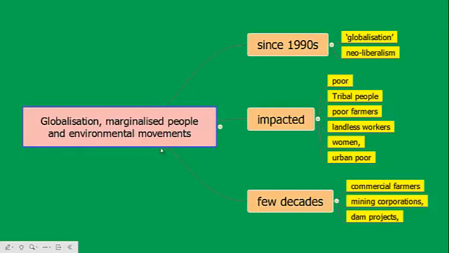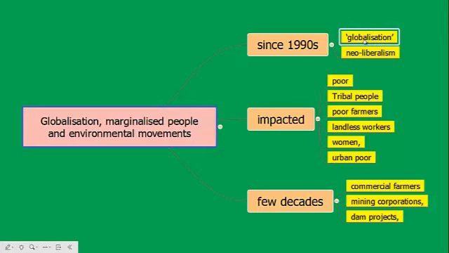So economic and political changes happening worldwide since the 1990s are based on globalization and neoliberalism. First, let me explain the meaning of globalization. Globalization is a process of interaction or integration among people, companies, cultures, or countries. Integration and interaction between countries is called globalization. It is nothing but connecting the world.